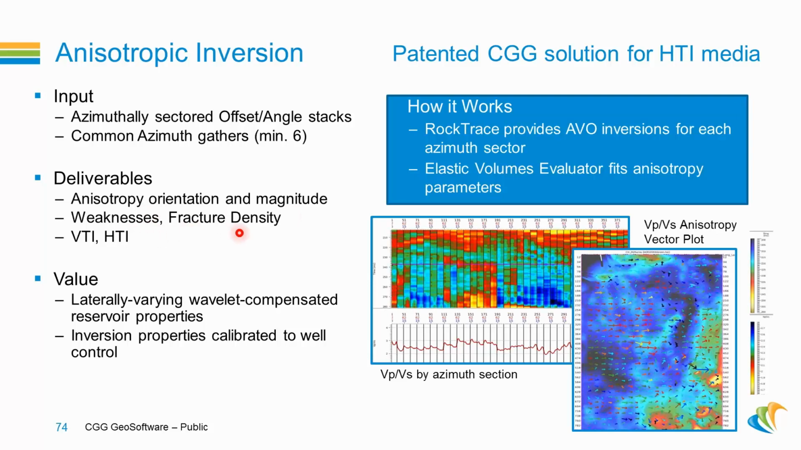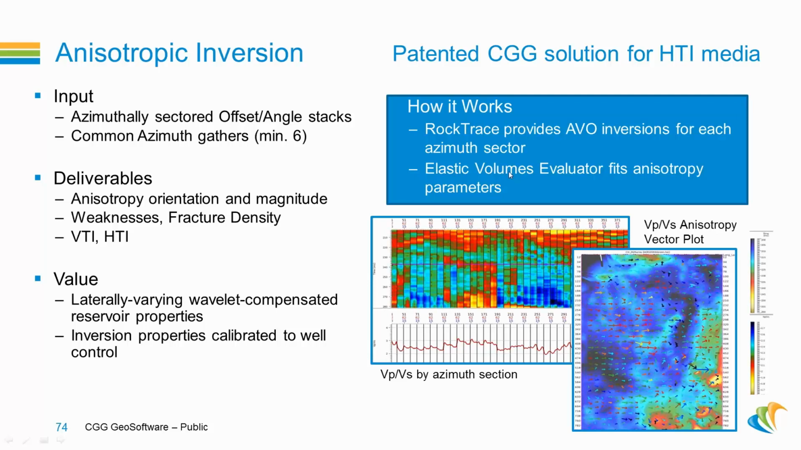Fracture density could be interpreted out of this information, and VTI, HTI is also possible to handle these cases of VTI, HTI anisotropy. Laterally varying wavelet compensated reservoir properties can be applied, and inversion properties calibrated to the well control.